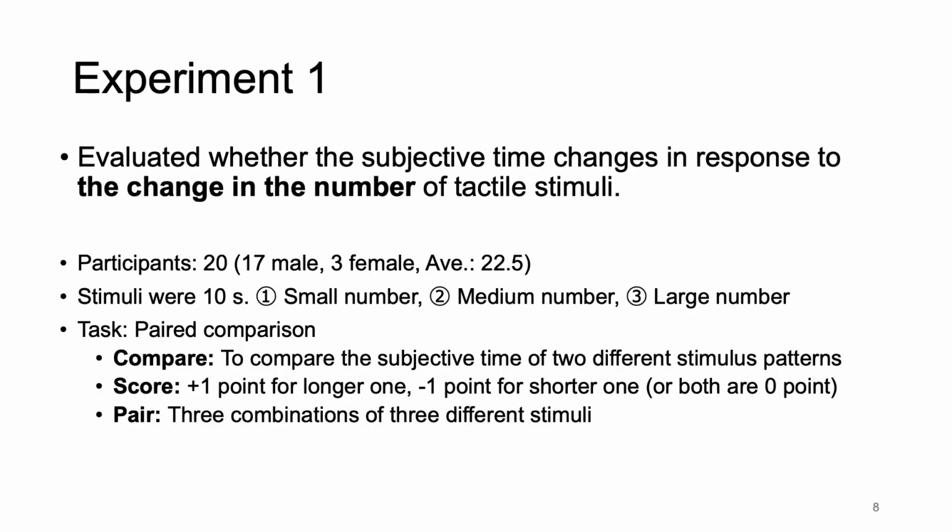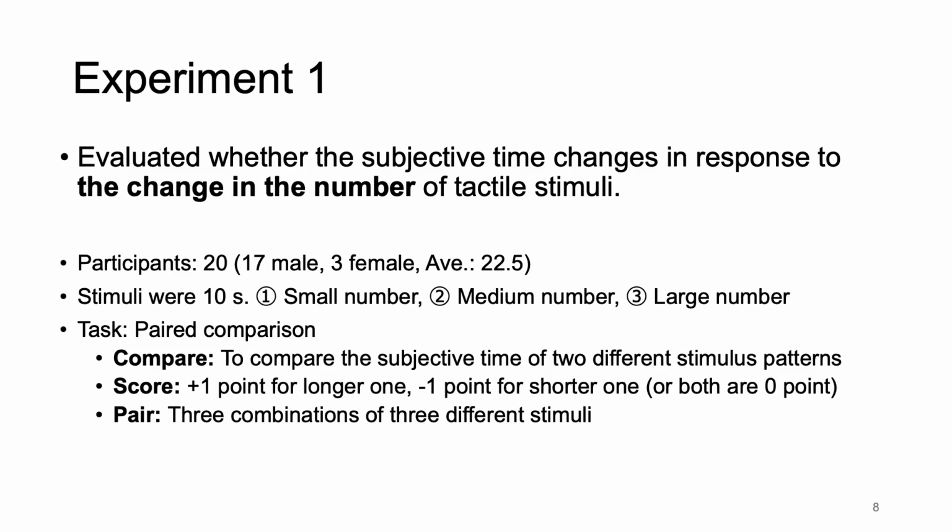This experiment evaluated whether the subjective time changes by the change in the number of tactile stimuli. Participants were in a sitting position. The experimental task was to compare the subjective time of 2 different stimulus patterns. Participants experienced 2 stimulus patterns in sequence. After this, participants answered the former is longer, the latter is longer, or both are the same.